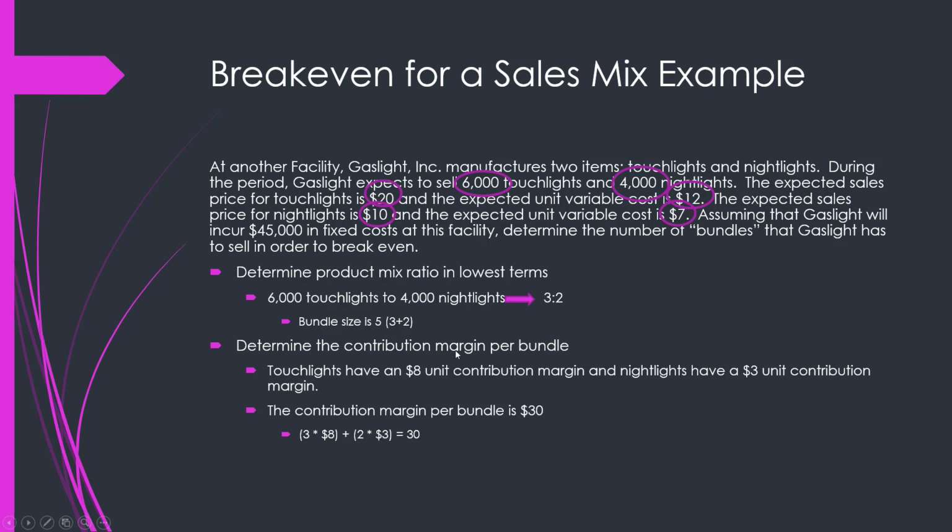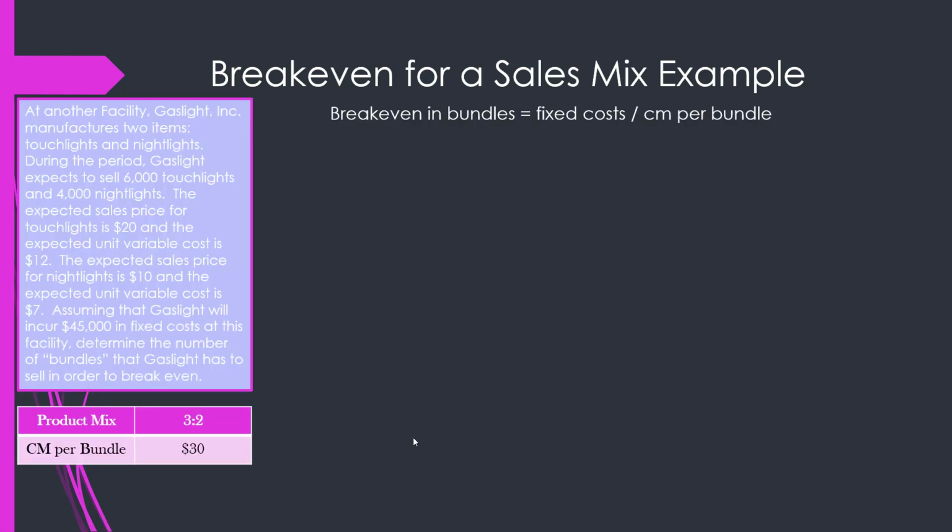So for every 5 units that we sell, we're going to sell 3 touch lights and 2 night lights, but the total margin that we're going to generate from the bundle, if you will, at that proposed sales mix is $30. We have a bundle contribution margin of $30.